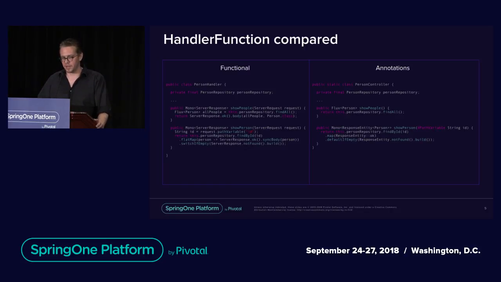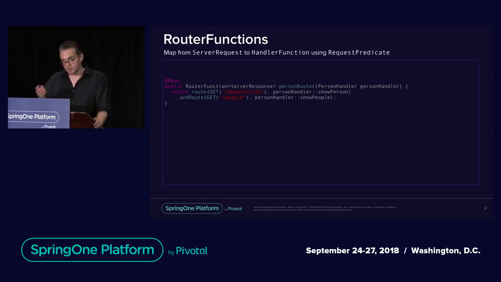But the only difference being that on the annotation-based side, you have flexible method signatures, while on the left-hand side, you basically have to write handler functions, and handler functions are, once again, mapping from server request to response. All right. So this is only the handling side, right? Now we're going to look at the routing side.